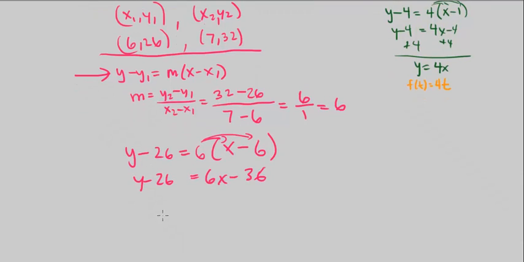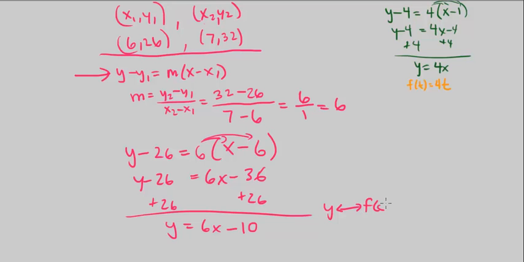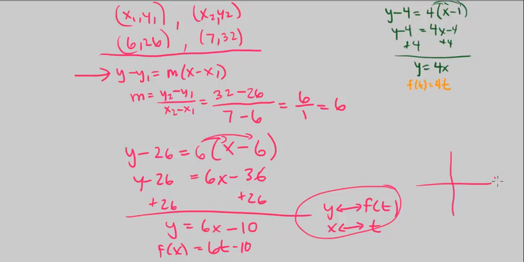Okay. Solving for y, I add 26 to both sides. So I get y on the left is equal to 6x, combined like terms, minus 10. Okay? And again, instead of y, we have f of t. Instead of x, we're using the variable t. So this is the same as f of t is equal to 6t minus 10. Okay? Remember, this is just our variables because on our x-axis, we have t, right? We don't use x. On our y-axis, we're using f of t instead of y.